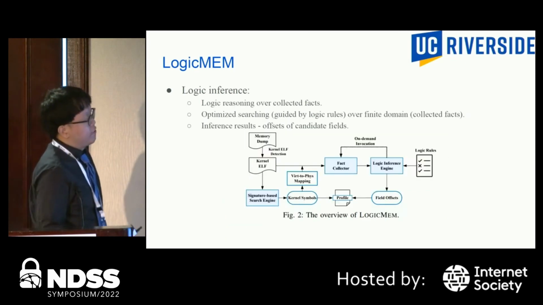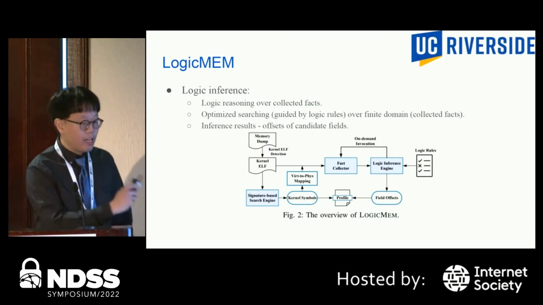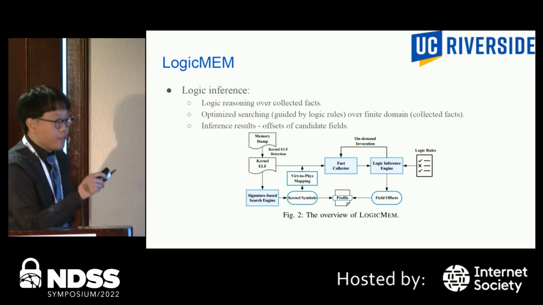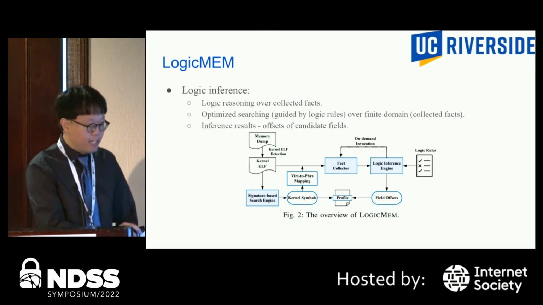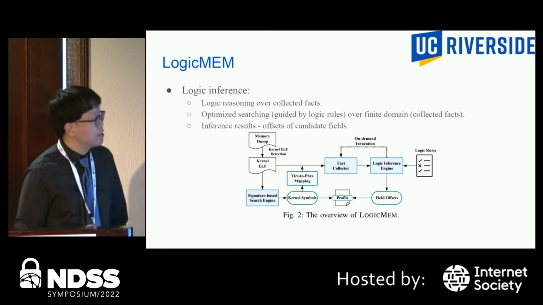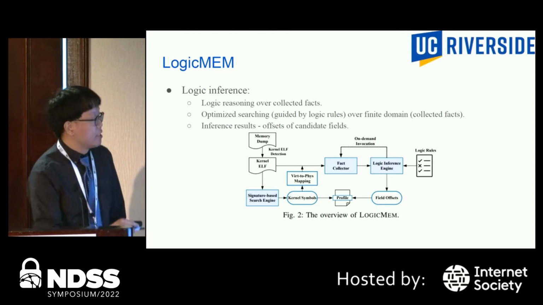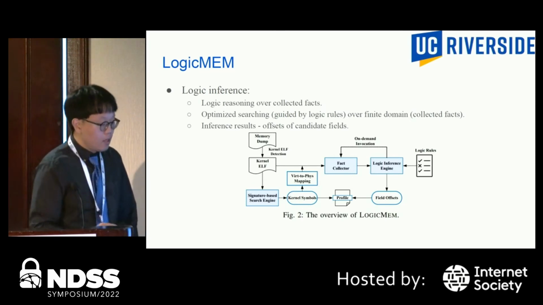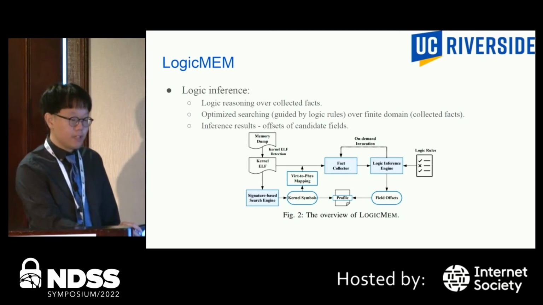Then the logic inference is performed over all the collected facts and the predefined rules. You can view this process as an optimized search over a finite domain, in which the finite domain is the collected facts, and the optimized meaning is guided by the logic rules. The result of the inference process will be the offsets of the candidate fields.